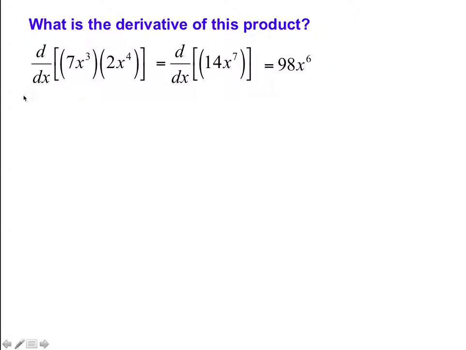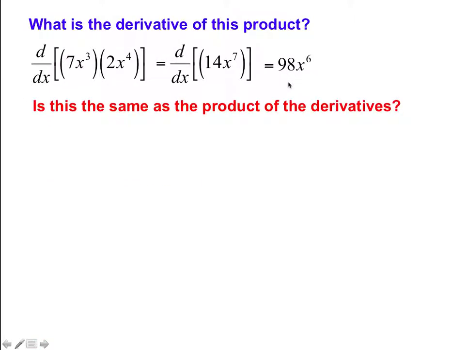But I want to look at this product and its derivative and see if we can find another way to do this. So let's take a look at this, and the wording here is important. The wording in blue here says, what is the derivative of this product? So notice we multiplied the product and then took the derivative. And now I'm asking this question, is this the same as the product of the derivatives? So is this the same as taking the derivatives first and then multiplying them together?